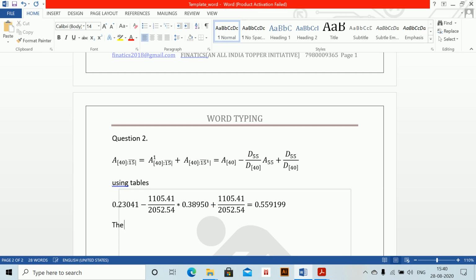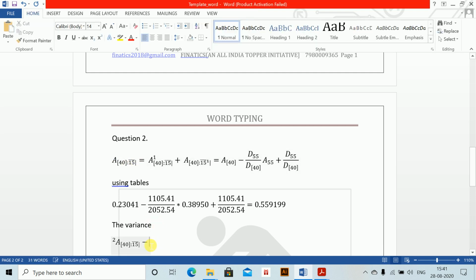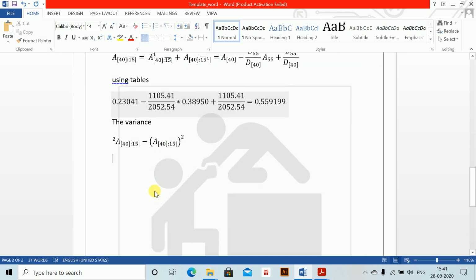Next, the variance is equal to 2A. Again Alt Shift R, this is my endowment assurance, so 40:15. 2A40:15 minus the EPV square. So Control V, close one bracket here, close one bracket there, and this part will give us the variance.